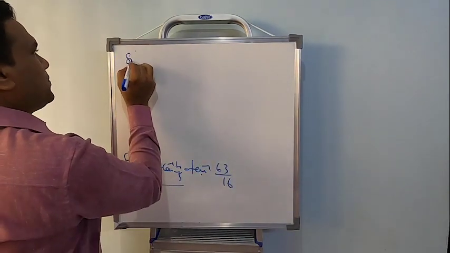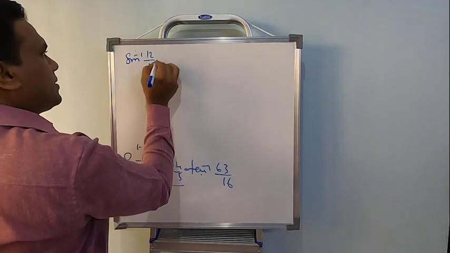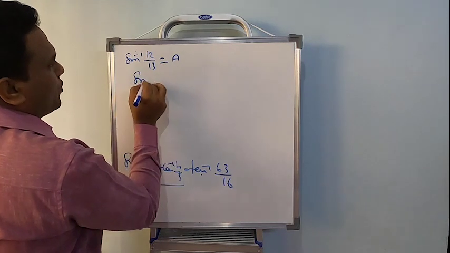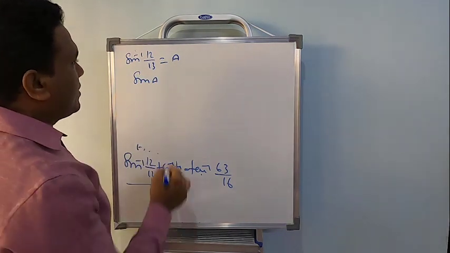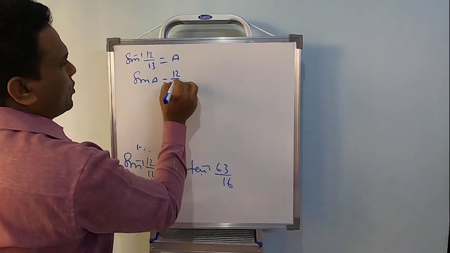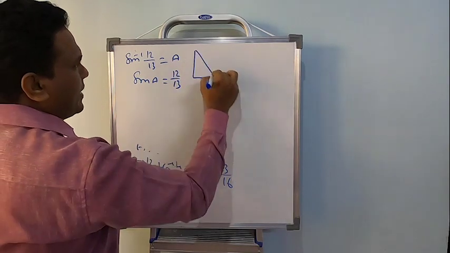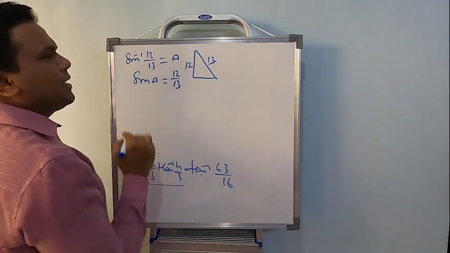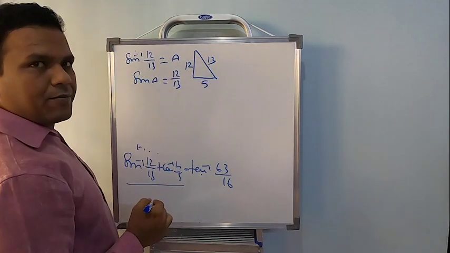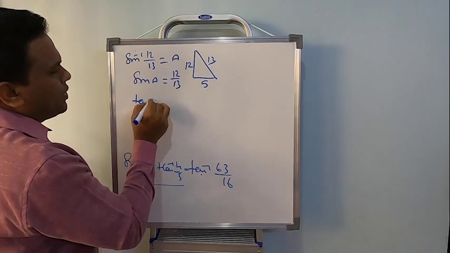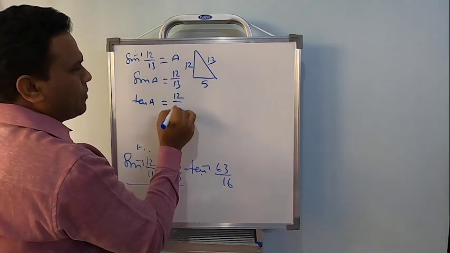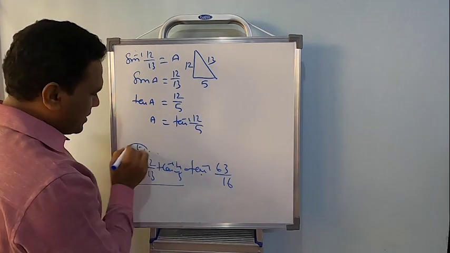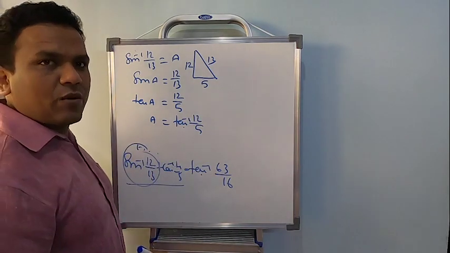Now the first term, sine inverse 12 by 13, is equal to A. Therefore sine A will be equal to 12 by 13. On completing the triangle, this is 12, this is 13. So 169 minus 144 is 25. So this will be 5. From this I want tan. So the value of tan A will be equal to 12 by 5, or A is equal to tan inverse 12 by 5. That means this term can be replaced by tan inverse 12 by 5.